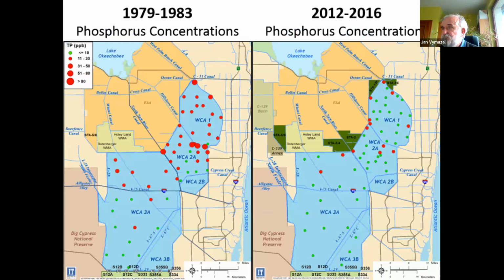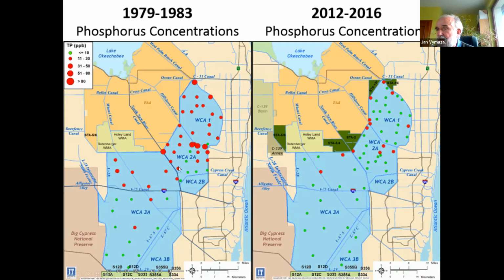This is the picture from the past on the left, and then the situation in 2012. So you can see that there is much less phosphorus concentration in these water conservation areas, because here this orange part is where the runoff is created and flows south to the water conservation areas. And you can see that there are many more of these green circles with less than 10 micrograms of phosphorus, which should be the background concentration. And this is the goal which should be achieved there.